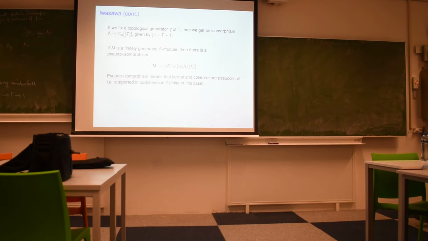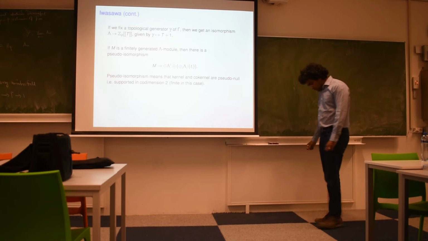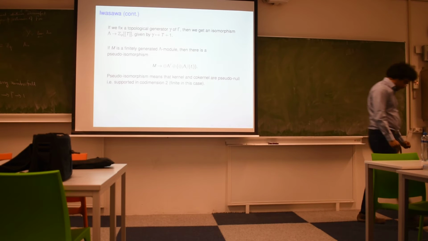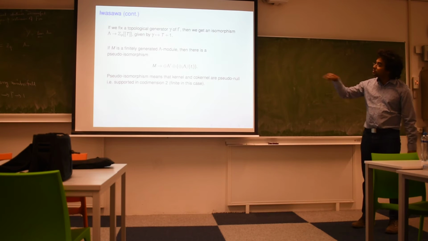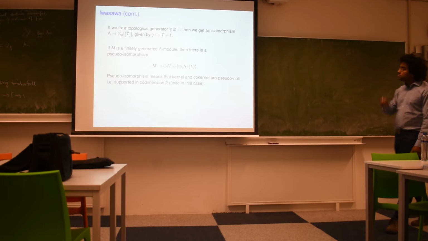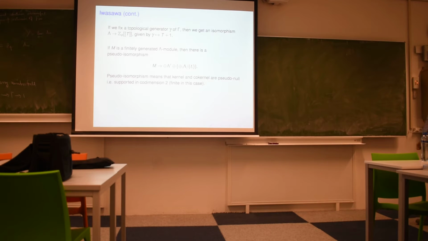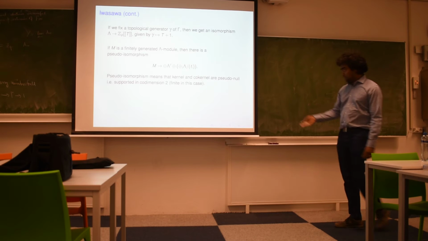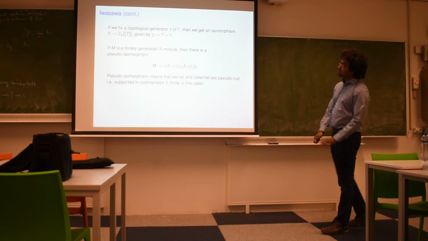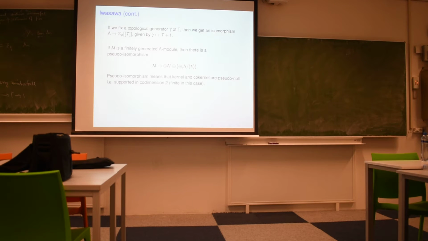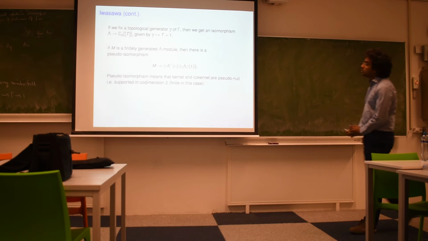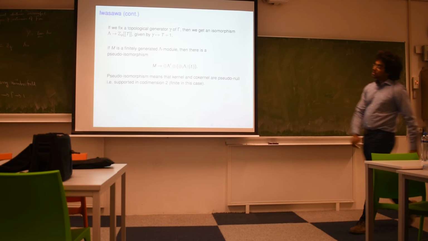But lambda is not a PID. Nevertheless, it's a dimension 2 ring. So we get that any finitely generated module over lambda is pseudo-isomorphic to something like this, and pseudo-isomorphism just means that the kernel and cokernel are pseudo-null. In this case, pseudo-null just means finite. So there is a map like this with finite kernel and cokernel. There are more general notions of pseudo-null modules over more general rings, but in this case it just means finite.